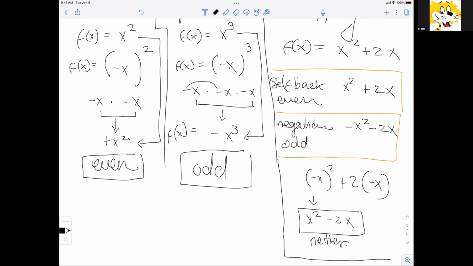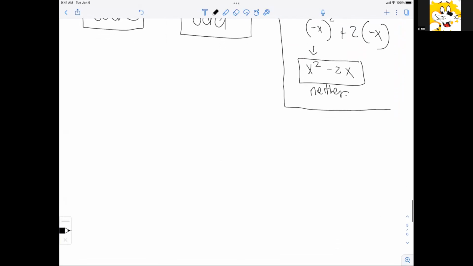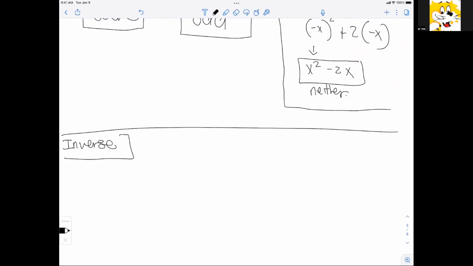All right, cool. Let's continue. So this brings us to the inverse. What is inverse? I'm glad you asked. Let me show you on the screen.